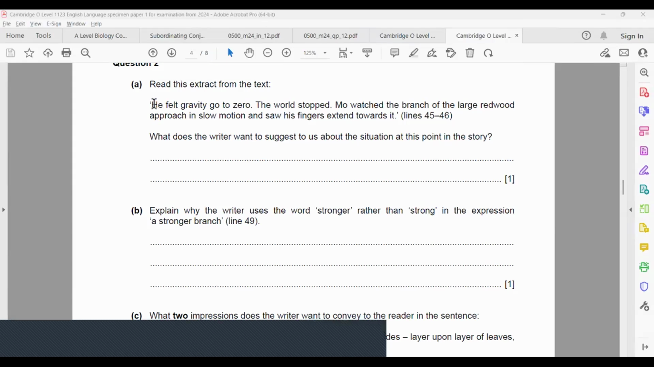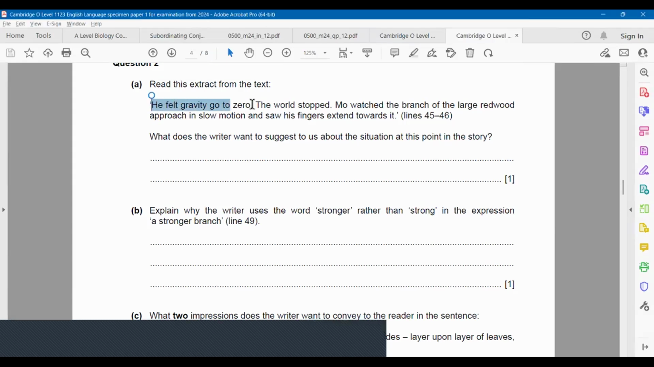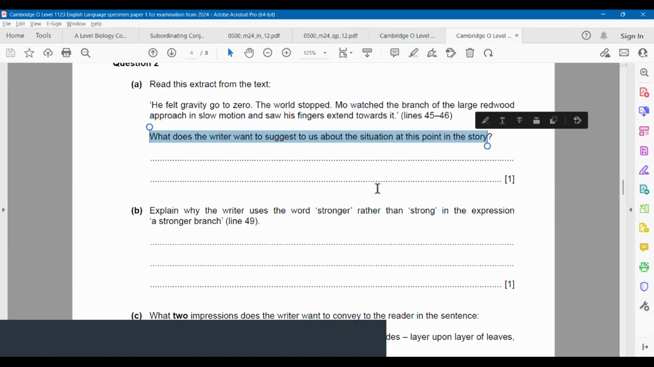So over here, they've quoted this particular line from this particular part of the text, lines 45 to 46. And what they're asking you is, what does the writer want to suggest about this situation at this point of the story? That's not something that's given in the text. That's something you need to figure out by reading it and trying to put yourself in that.